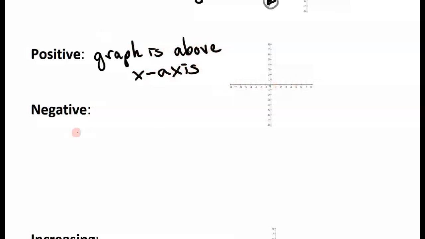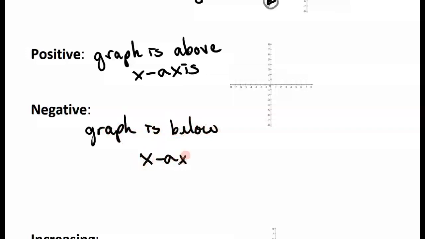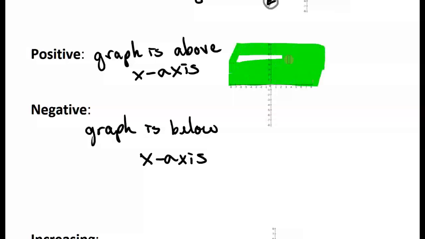Then each point on a graph is either positive, negative, or neither. Positive is when the graph is above the x-axis. It's where the graph is above the x-axis. Always the x-axis, the horizontal axis. Negative is when the graph is below the x-axis. So everything here above the x-axis, anytime the graph is above the x-axis, it's going to be positive. Okay, so all of this is positive, and all of this is positive.